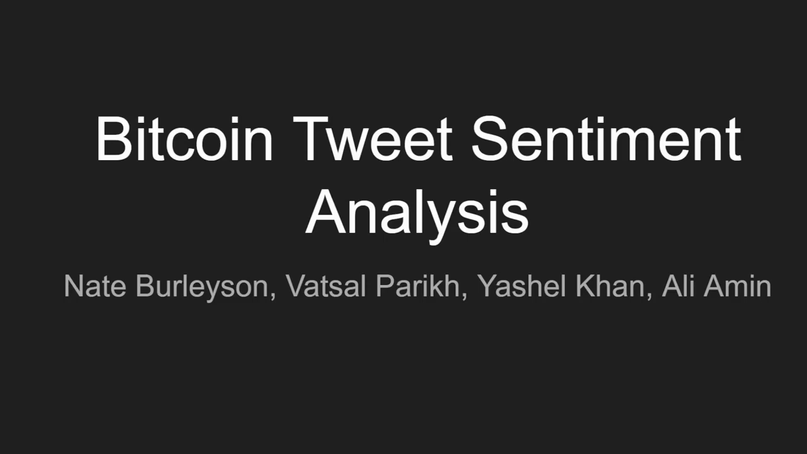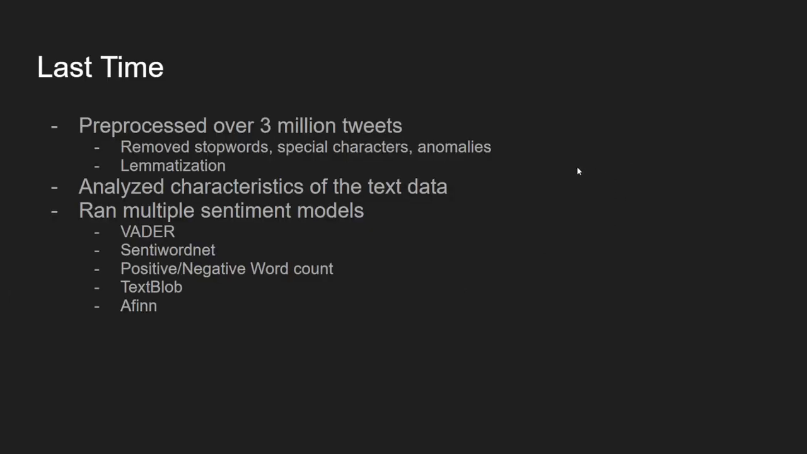I'm a member of Group 8, and our presentation this week is going over our Update 3 for our Bitcoin Tweet Sentiment Analysis project. So last time we talked about how we pre-processed over 3 million tweets, so we removed things like stop words, special characters, we applied lemmatization to the text as well, and then we also analyzed different characteristics of our data, things like the number of stop words in a tweet, the number of positive words, the number of negative words, and then we also ran multiple sentiment models.